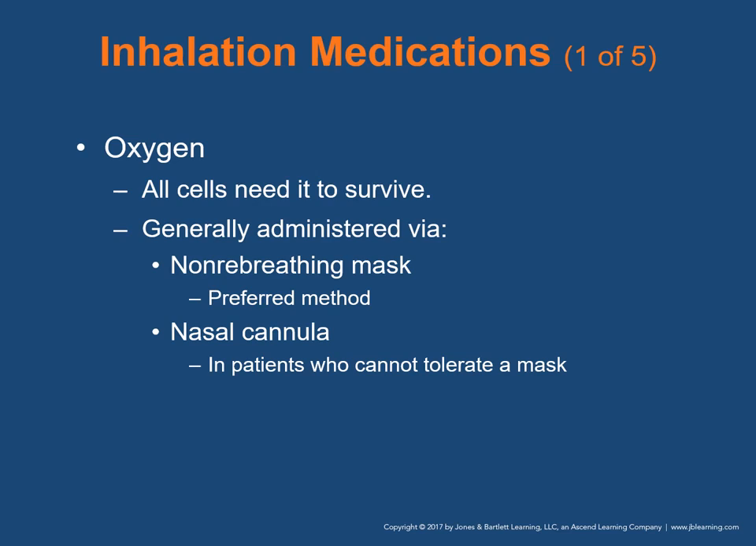It's generally administered via a non-rebreathing mask at 10 to 15 liters per minute. This is the preferred method and can provide up to 90% inspired oxygen. It can also be administered via nasal cannula at 2 to 6 liters per minute for patients who cannot tolerate a non-rebreathing mask. Oxygen flows through two small tube-like prongs in a nasal cannula that fit into the patient's nostrils and can provide up to 44% inspired oxygen if the flow meter is set at 6 liters per minute.